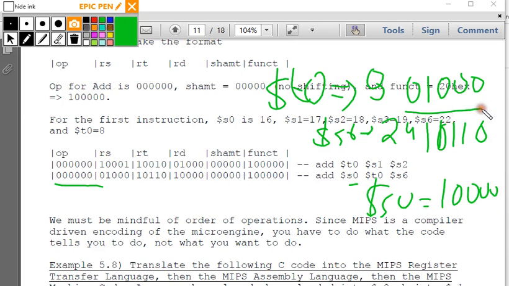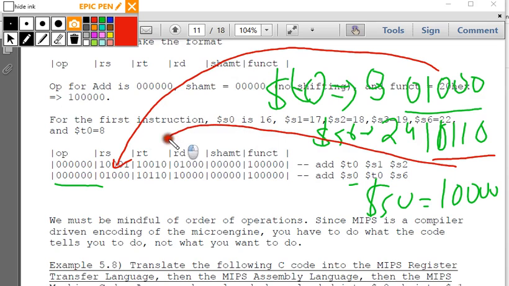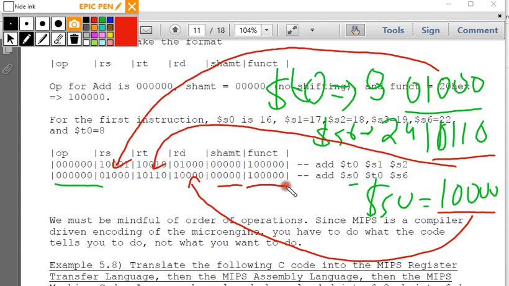So you can see here, let me put this in red. That goes there. This one is 24. That one goes there. The destination register goes here. Again, we don't have a shift amount, and still 20 hex because we are still adding.